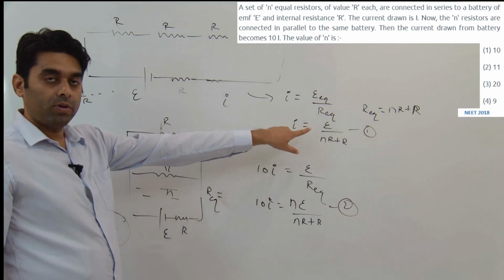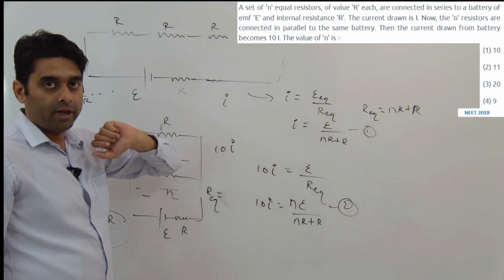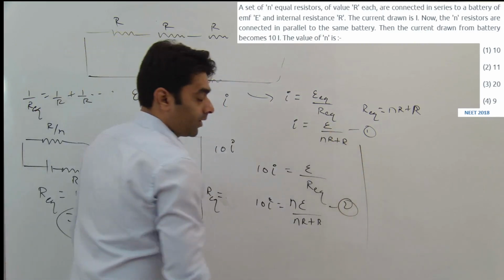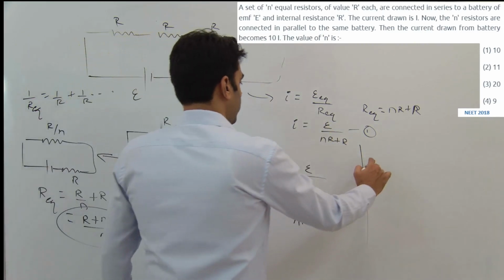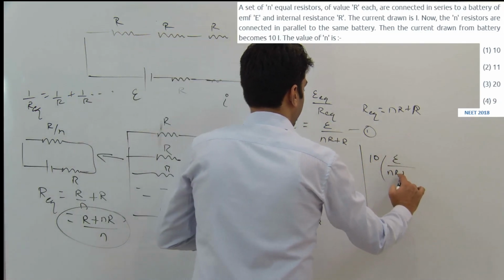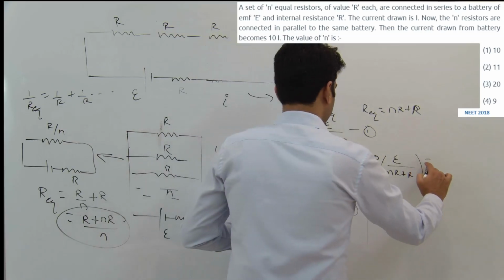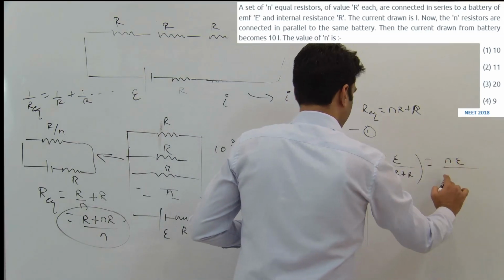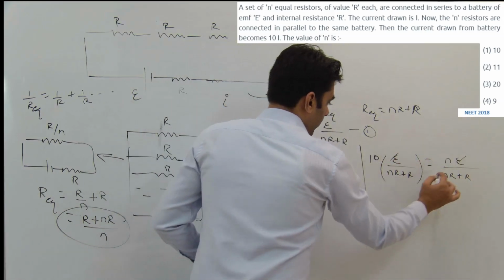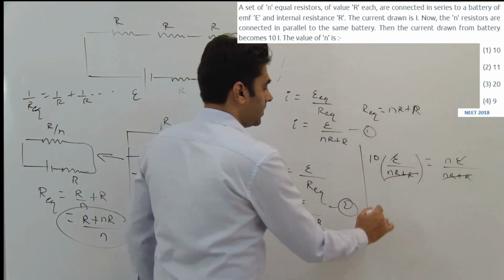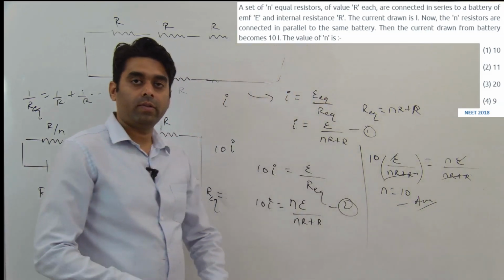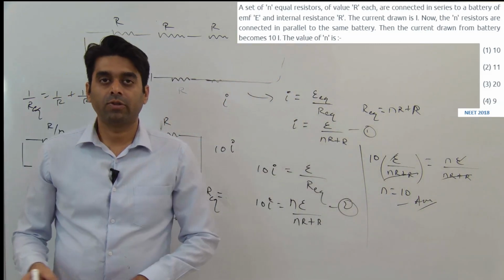I value is given to you how much? E by NR plus R. That means we calculated it. So let us use the first and second equation, and we can write here: 10 into I value, which is E by NR plus R, is equals to NE by NR plus R. Okay, E cancels, NR plus R cancels out. That means N value is 10. N value is 10. I hope all of you understood. Let's look at our next question.